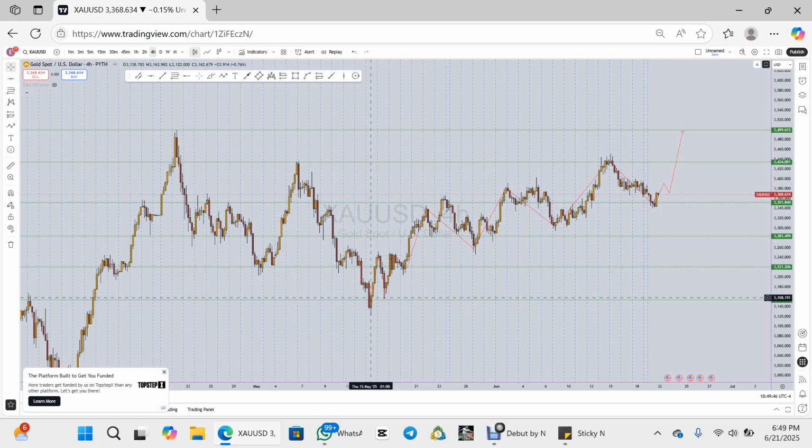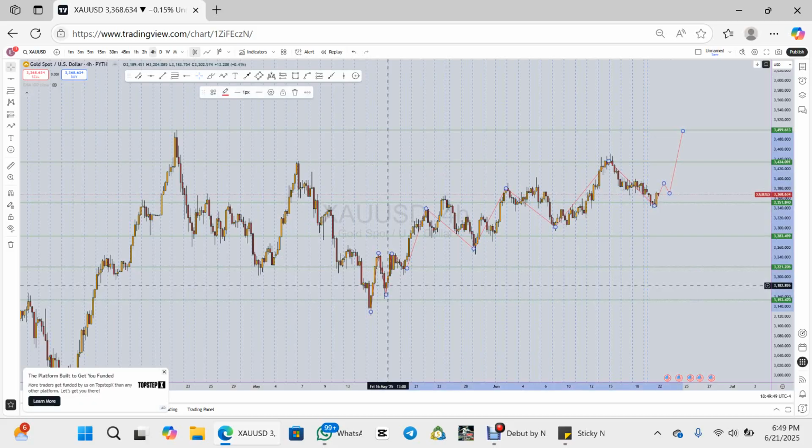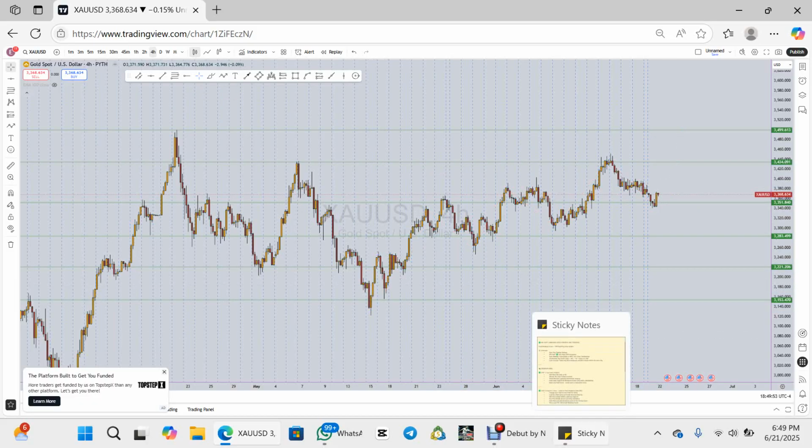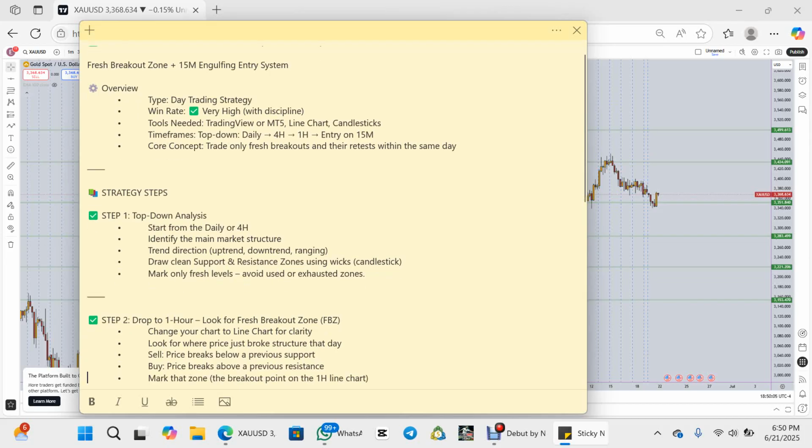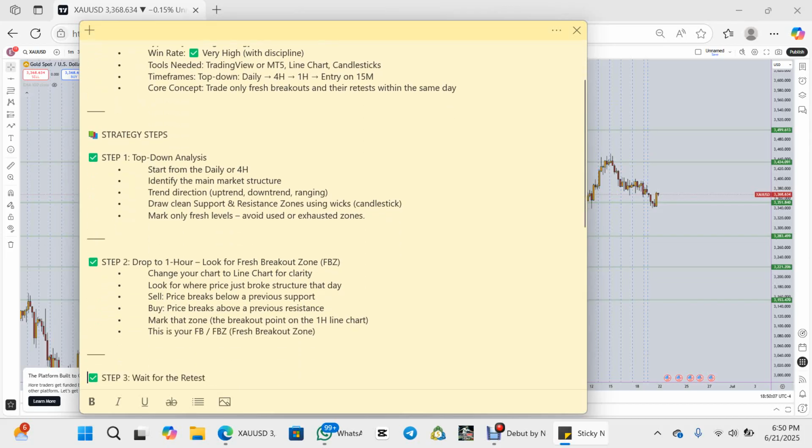Step one: identifying market structure and identifying support and resistance, which we have done. So let's see what the next step is. The next step is drop to 1 hour. Look for a fresh breakout zone. Now this FBZ, that's the fresh breakout zone. I'm going to practically show you guys what it means.